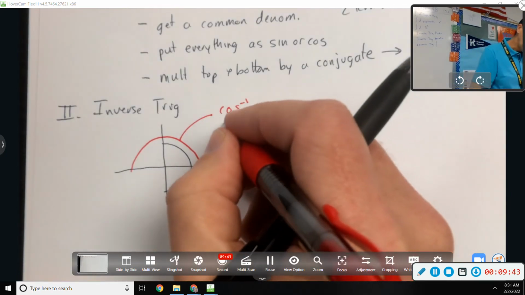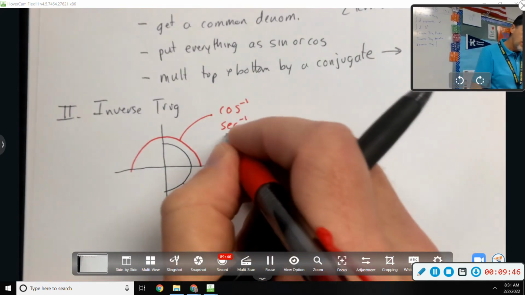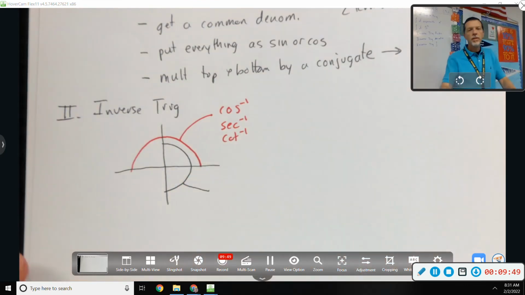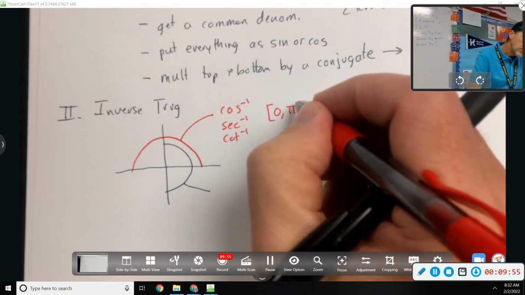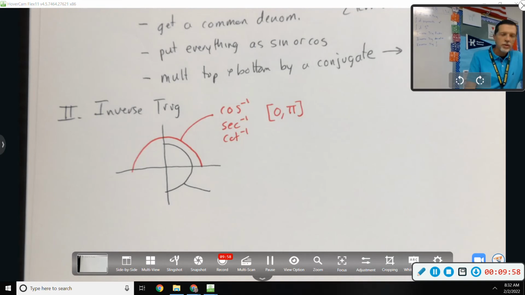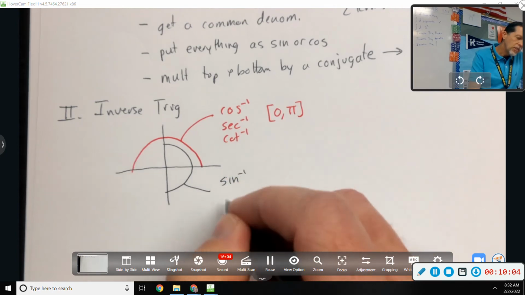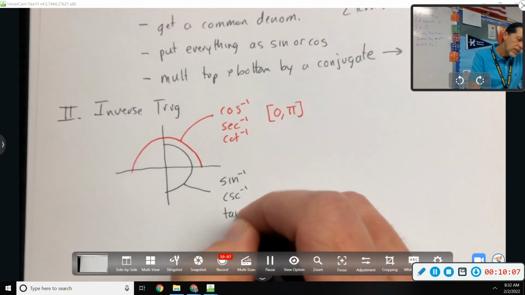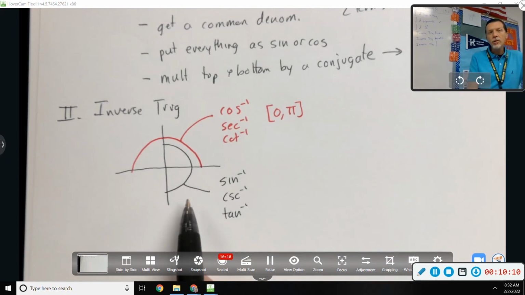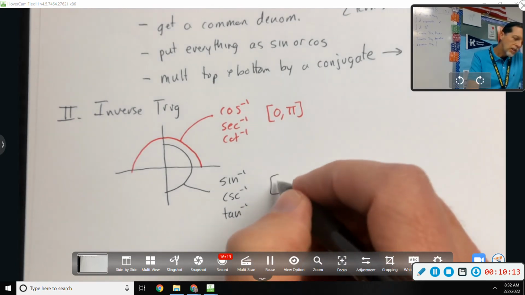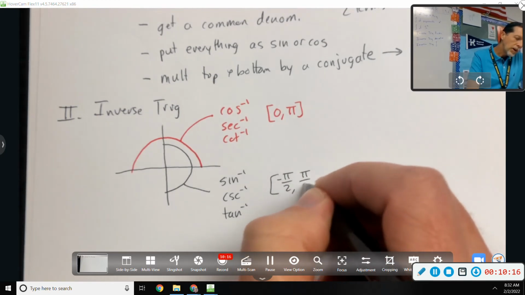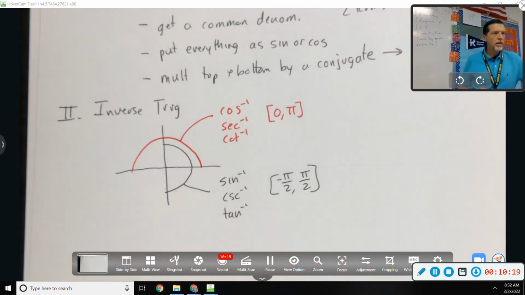And then his friends are secant and cotangent. Everything from 0 to pi. Or your answer will be from 0 to pi. Quadrants 1 and 4 are all the others, inverse sine and his friends, with the warning that if you're in the fourth quadrant, do not go all the way around, go the quickest way there, so negative pi over 2 to pi over 2. Right, get there as soon as you can. That's going to get you the right answer 5/6 of the time.